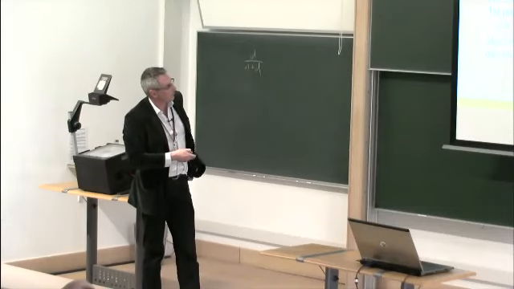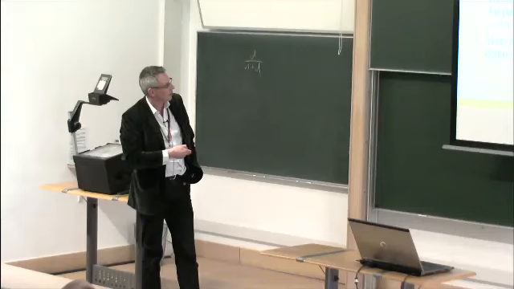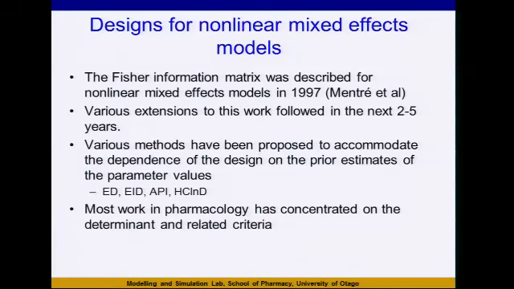There's a whole bunch of different methods to accommodate for parameter uncertainty, and they always have multiple letter acronyms. In our work, in pharmacology, we concentrate particularly on the determinant and related criteria. We tend not to use A optimality.